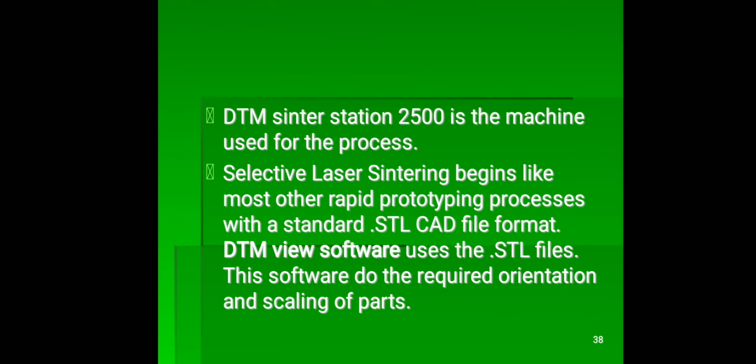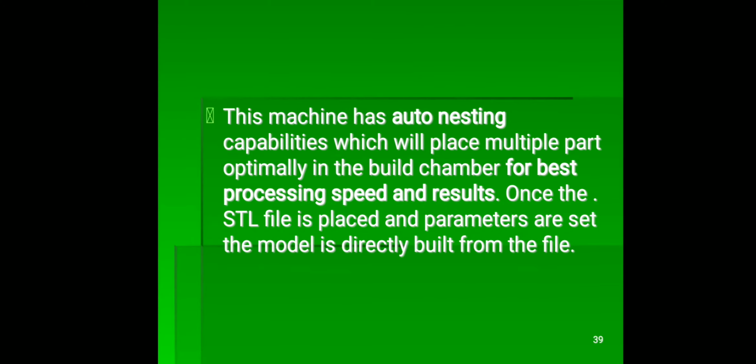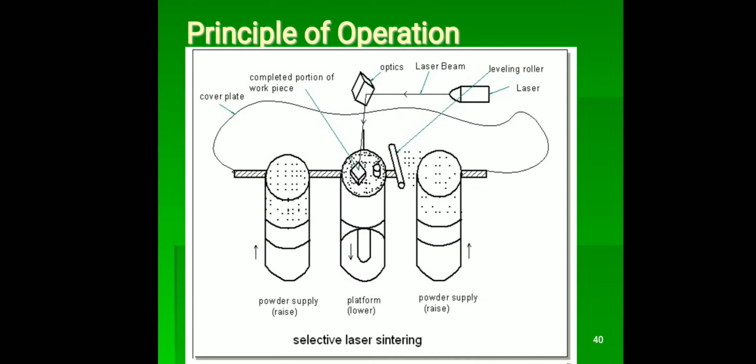So DTM Sinterstation normally uses the 2500 machine, and again it is similar to the previous one. First we make the CAD file format, then convert it into an .stl file. Then afterwards, you can see the example of the working model. Selective laser sintering. You can see here it is a laser, which is controlled with the help of optics. This optics is basically a lens, a guiding lens which controls the laser beam. So first we have a platform. You can see this is a platform. Actually, we can start over here.